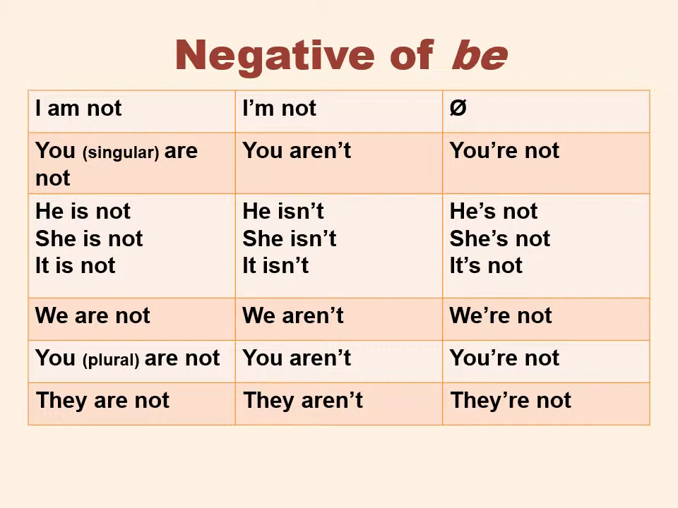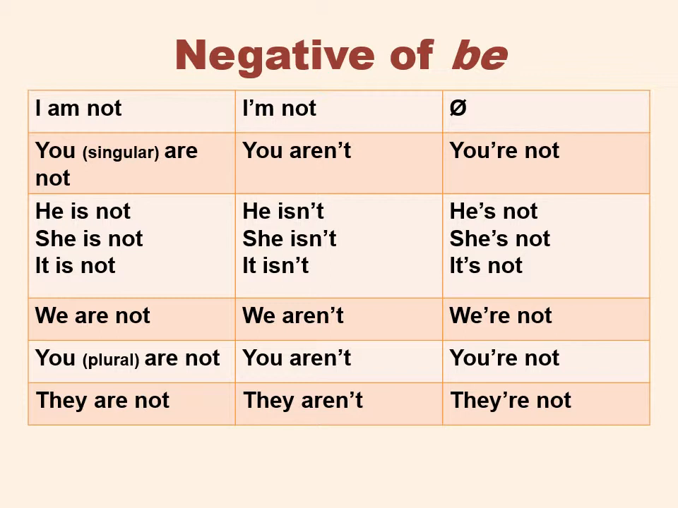Negative contractions of the verb be in the present tense. In first person singular, I am not, we can contract I and am to get I'm. There is no other possible contraction for I am not.